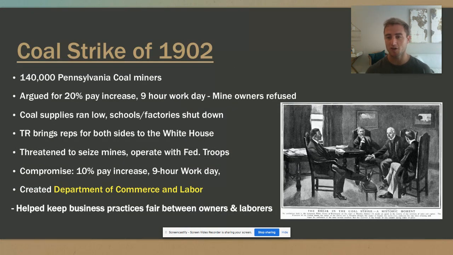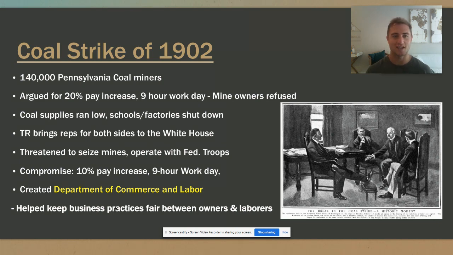The other time in which Teddy Roosevelt invites people to the White House was with the coal strike of 1902. We saw it previously with the San Francisco School Board. 140,000 Pennsylvania coal miners go on strike because they are not being paid enough. They want shorter work days. The mine owners are going to refuse. Some of the tactics that these mine owners use is to say, God has given me control of the property in this state, and therefore I'm going to use it as I see fit.